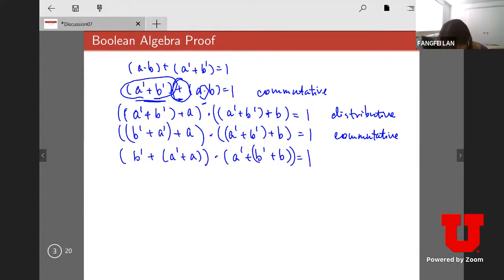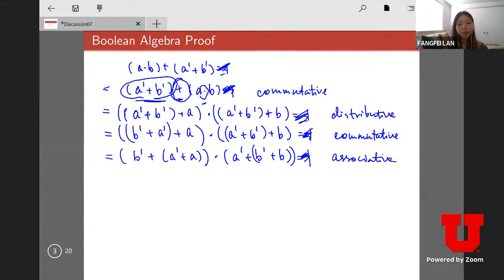Actually, I feel like we shouldn't be writing this is equal to 1 on the right. We should just do this instead. That's better. So that's the associative.